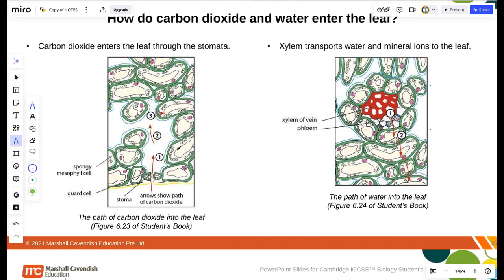Then where does the water come from? The water comes from the roots, through the stem, and is transported to the leaf. The path of water into the leaf is shown here. The water is coming from the xylem vessels in the spongy mesophyll layer. Remember, it's the one that takes over from the root hair cells. But the carbon dioxide diffuses through the stomata into the leaf.